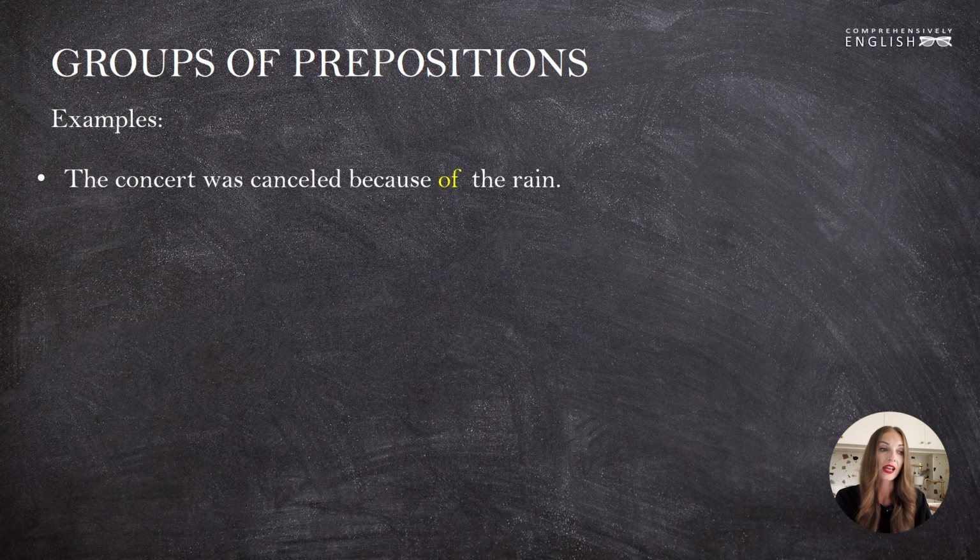The concert was cancelled because of the rain. So the preposition that is used in the sentence is of, and in this case it is a preposition of cause and reason. And when I say in this case, I mean that some prepositions belong to different groups, and this is quite common with English prepositions. That's why learning them might be challenging.